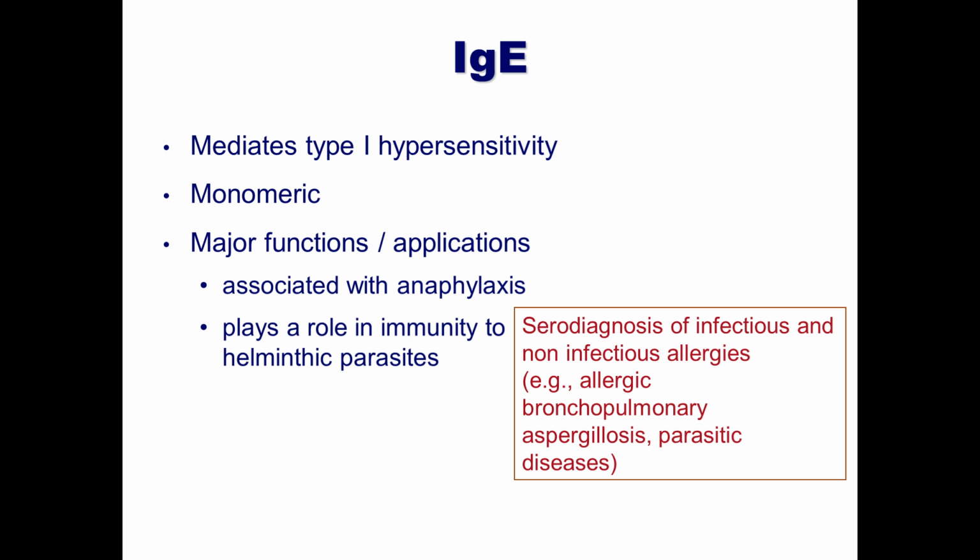IgE is the major antibody. It also mediates types of hypersensitivity. They respond against allergy. When allergy takes place, the concentration of IgE will be high at that time, and it is also present in monomeric form. Major application is associated with anaphylaxis, and they play a role in immunity to helminth parasites.